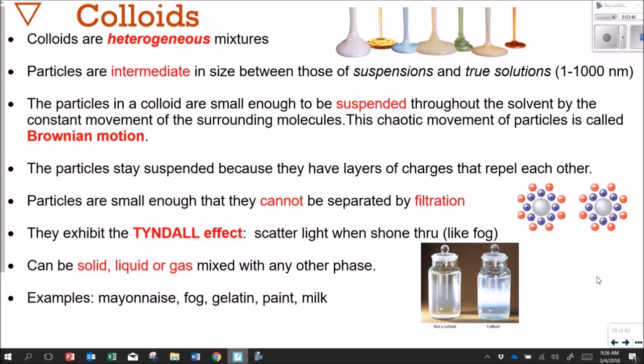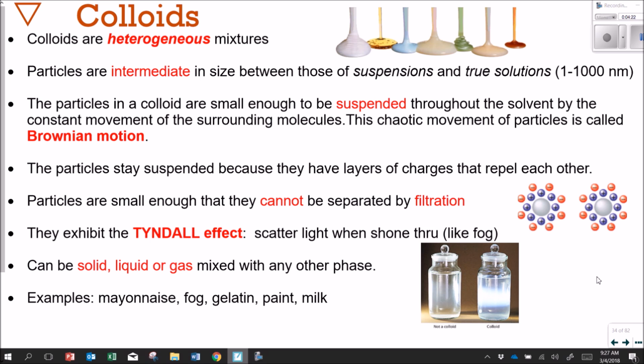and 1,000 nanometers. The particles in a colloid are small enough to be suspended throughout the solvent by the constant movement of the surrounding molecules. And this chaotic movement of particles is called Brownian motion. The particles stay suspended because they have layers of charge that repel each other. The particles are small enough that they cannot be separated by filtration, and they do exhibit the Tyndall effect.